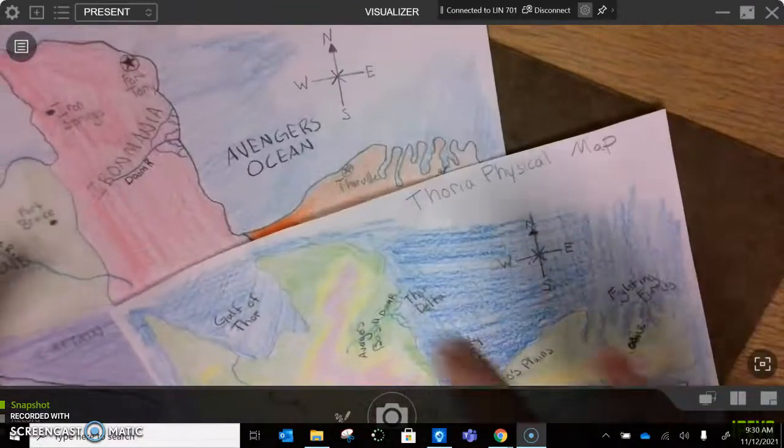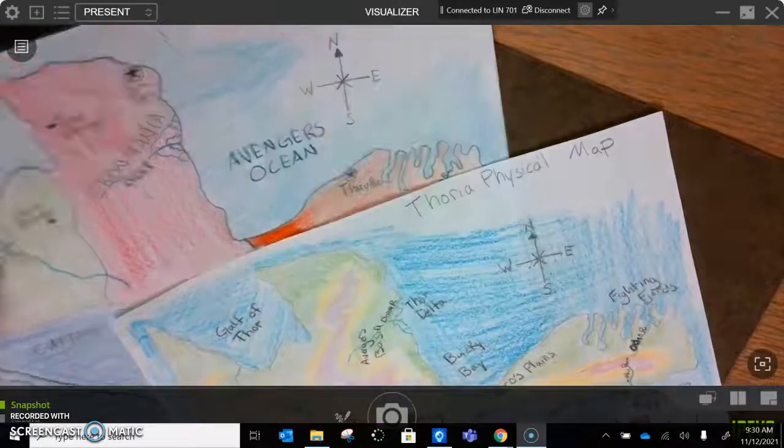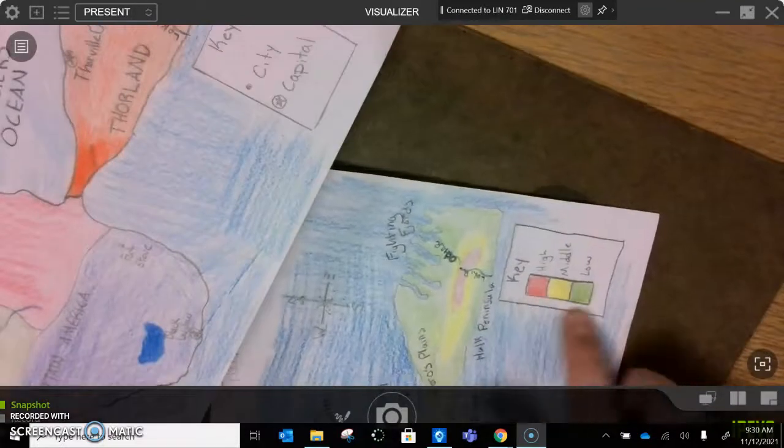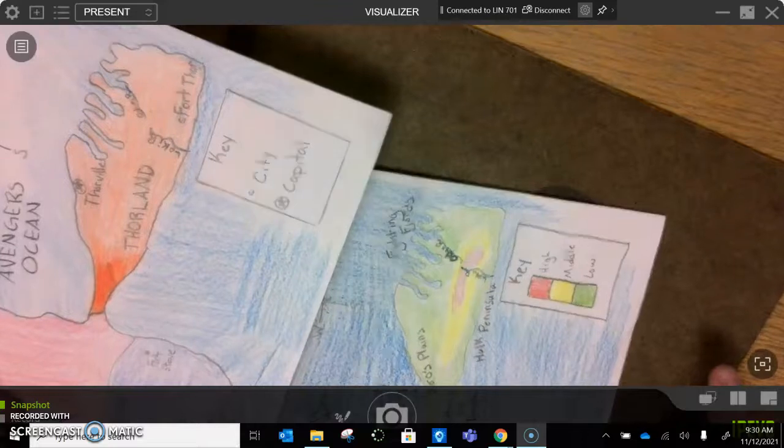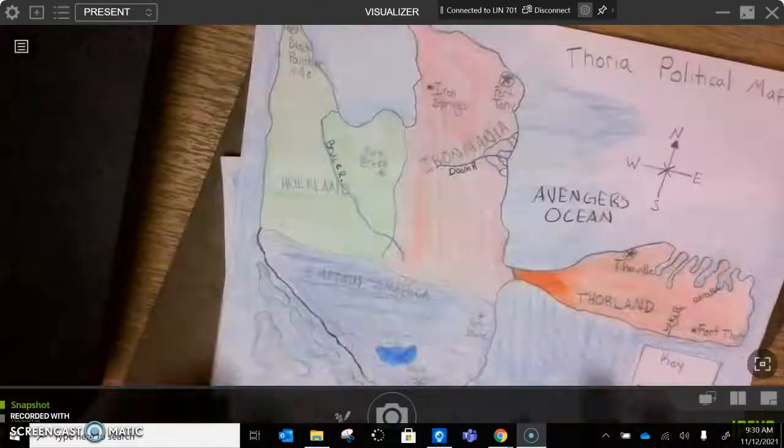Both my maps have a compass, and both my maps have a key. The physical map key involves color. The political map key shows what a city and a capital look like. Okay? Moving on to my maps.